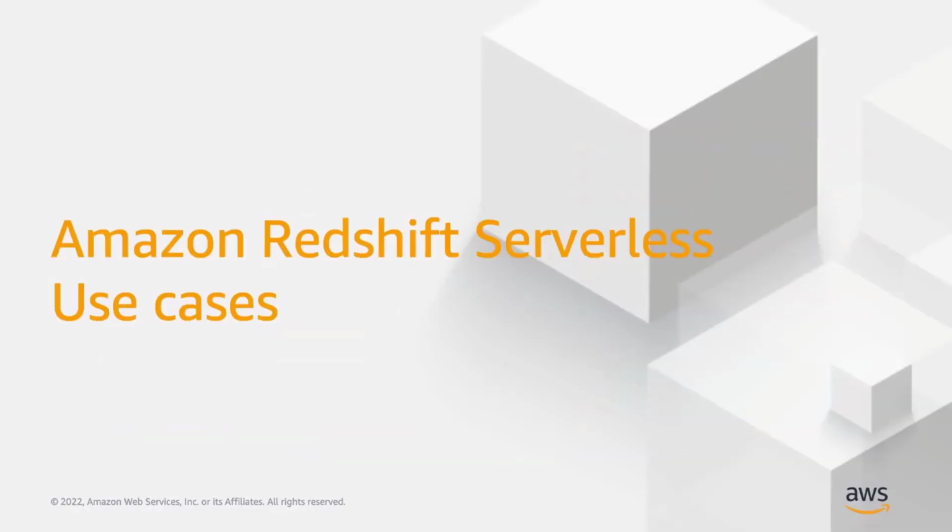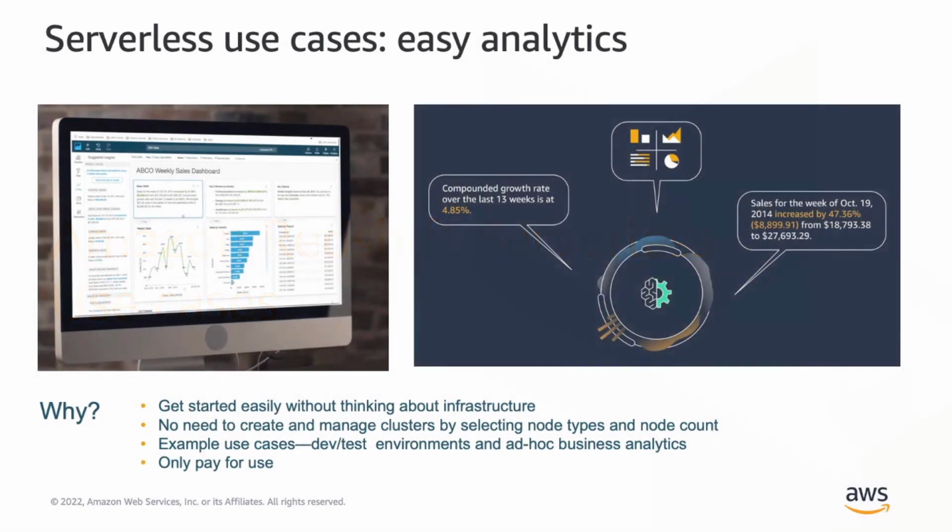Now let's take a look at some Amazon Redshift Serverless use cases. Number one goal with serverless is to provide easy analytics. And this is especially important when you're addressing variable and sporadic workloads. It allows you to scale resources seamlessly as those workload demands change or spike with traffic. Amazon Redshift Serverless uses machine learning techniques to maintain this consistent performance.